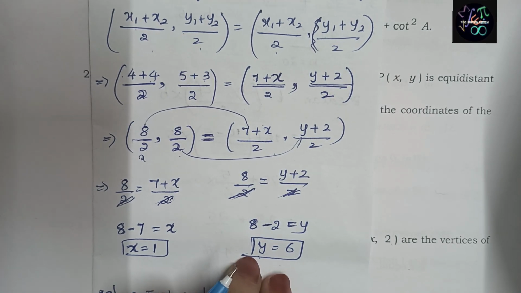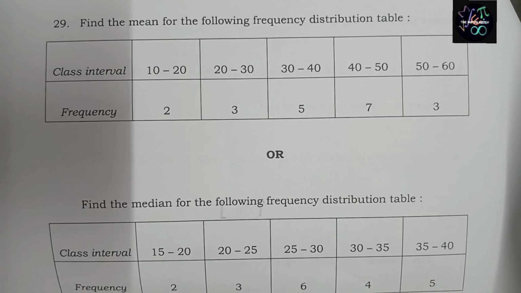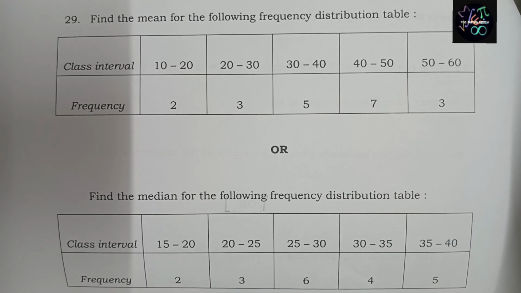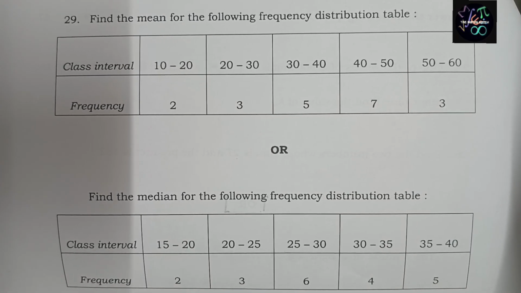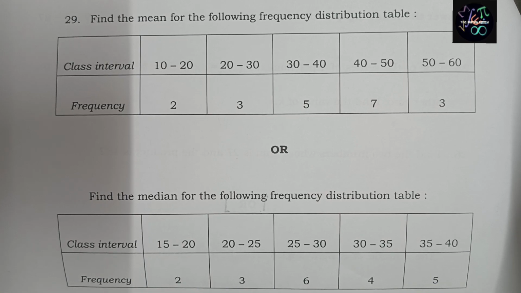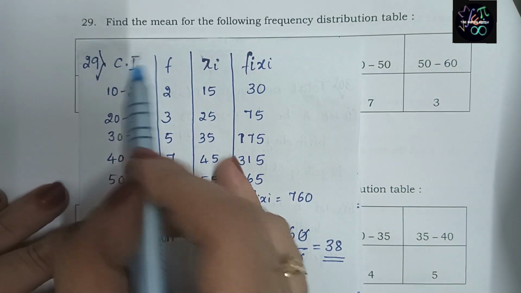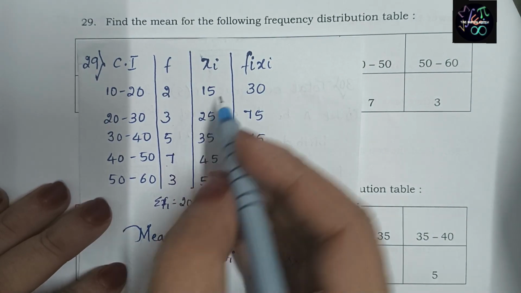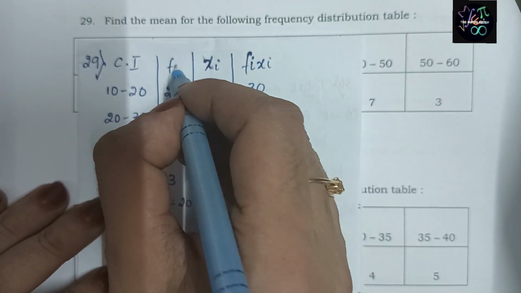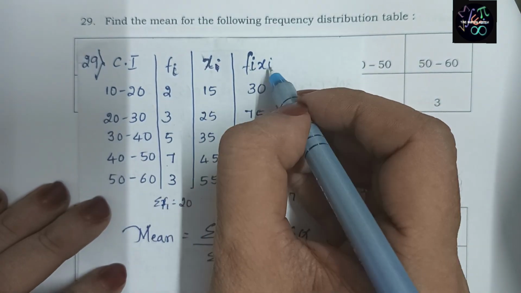Let us see the next question. Question number 29 is a very easy question and we can score good marks in it. Find the mean for the following frequency distribution. They have given the class interval and frequency. So I have solved it here. Let us see now. First we have to write the class interval, then the given frequencies. Then the next columns are this Fi, this Xi and Fi Xi.